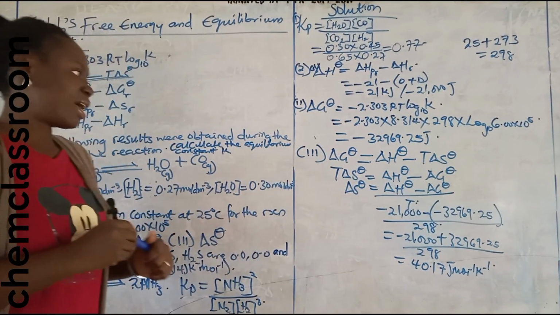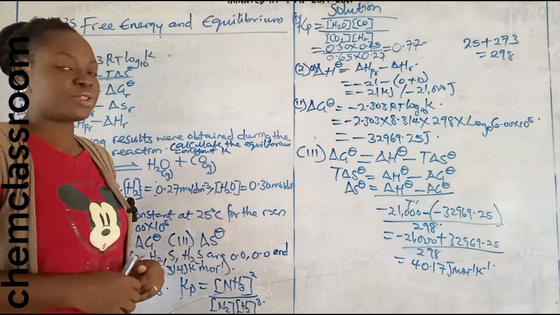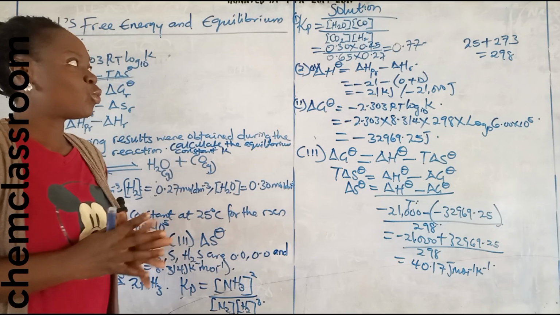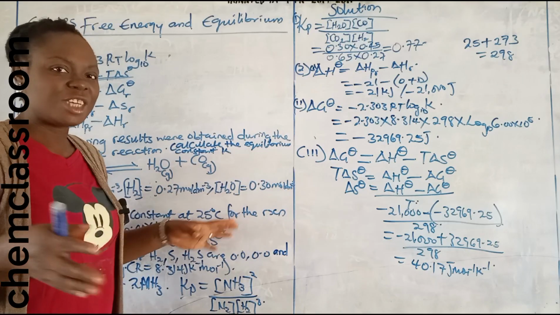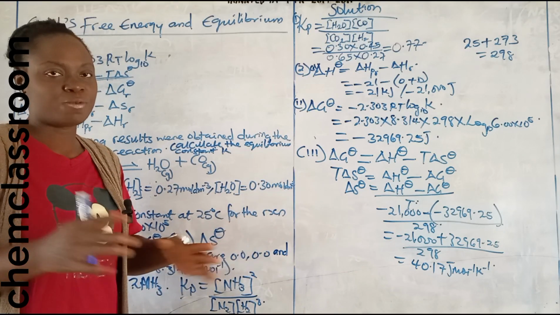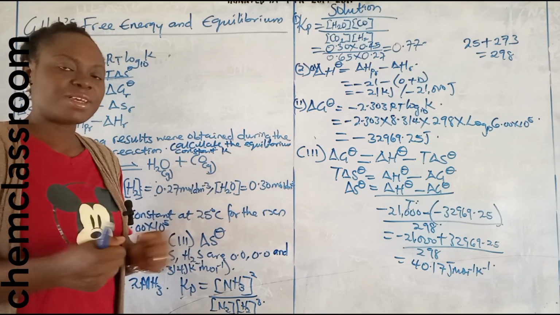Okay, so please, you can solve as many examples as possible so that you can get used to what we are actually doing here. It's very simple. Don't be confused with the delta H, G, and S. You don't have to be confused. Okay, so please keep watching.